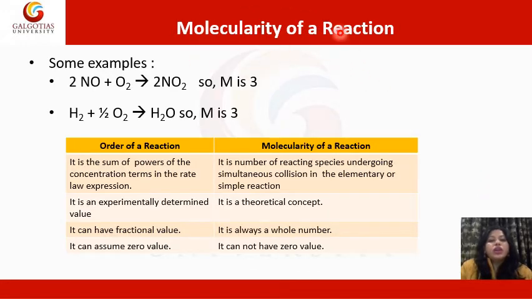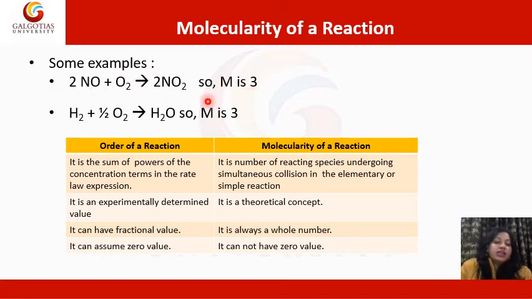Now, how to calculate the molecularity of the reaction? Let us discuss with simple examples. That is, 2NO plus O2 gives 2NO2. The stoichiometry of NO is 2 and of oxygen is 1. So, if we sum the stoichiometry of the reactants, we get the molecularity. So, 2 plus 1 is equal to 3. So, the molecularity of this reaction is 3.